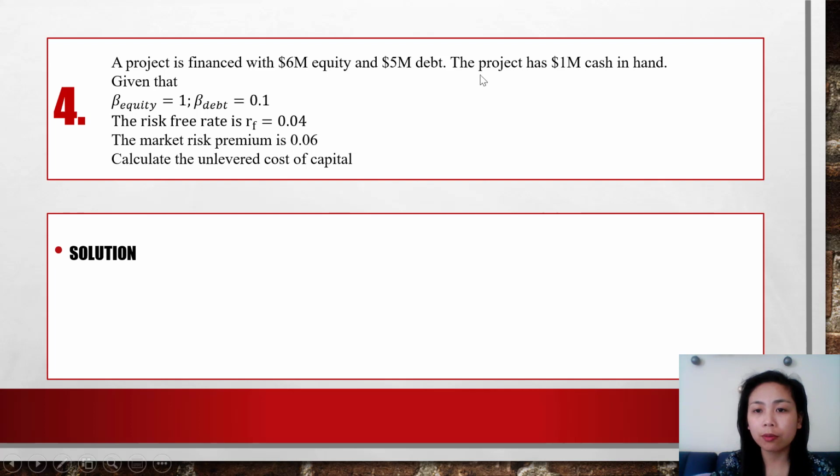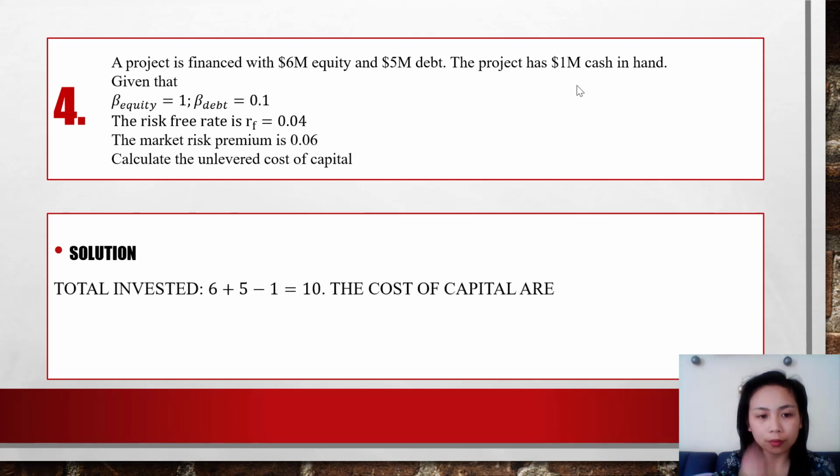So here remember cash is negative debt. We got 6 million equity, 5 million debt, and 1 million cash in hand. So we got 60% equity, 50% debt, and 10% cash. And don't worry that the sum is not 100%, because 60% plus 50% minus 10% is 100%, since cash is negative debt. All right, now in order to find the unlevered cost of capital, we need to find RE, RD, and R cash.